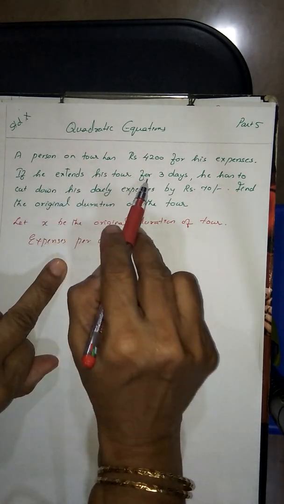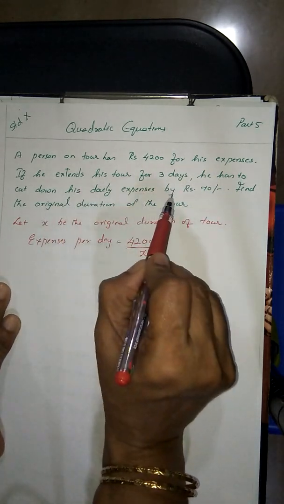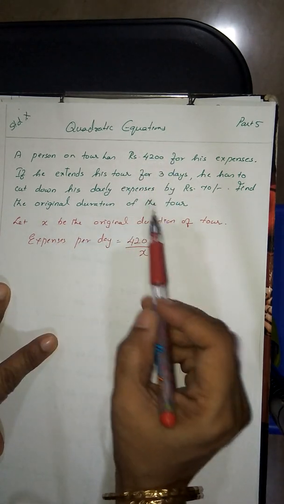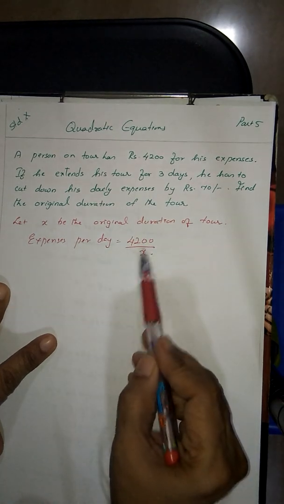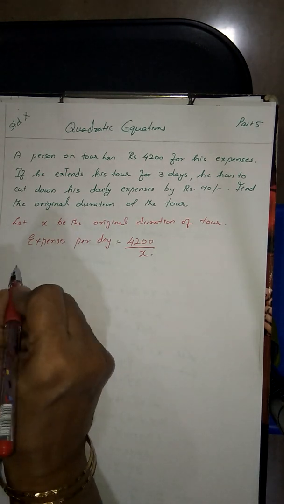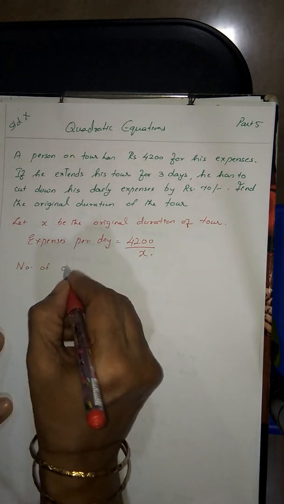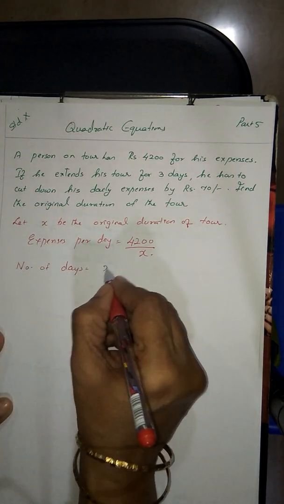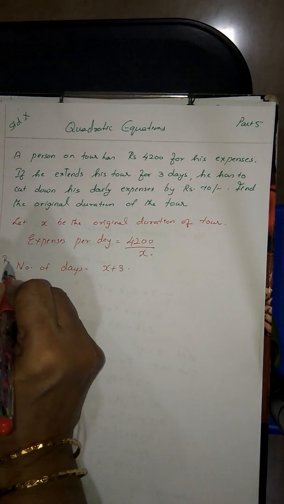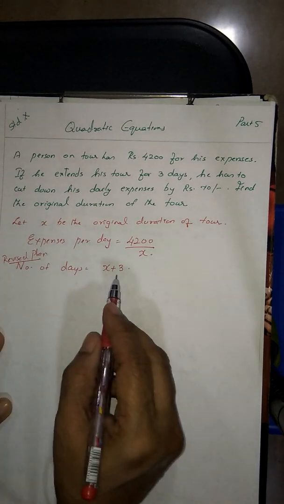Now if he extends his tour for 3 days more, he has to cut down his daily expenses by rupees 70 because his amount is fixed at 4,200. So if he has to stay for more days, his daily expenses will reduce. So now the number of days is equal to x plus 3. This is a revised plan. As per the revised plan, his number of days is x plus 3.